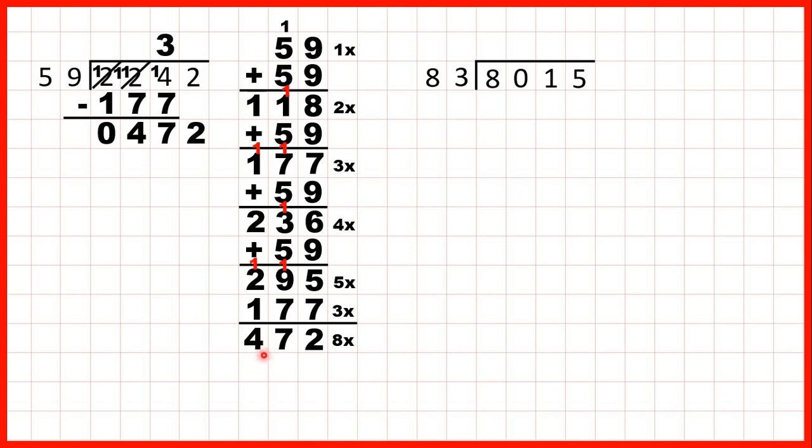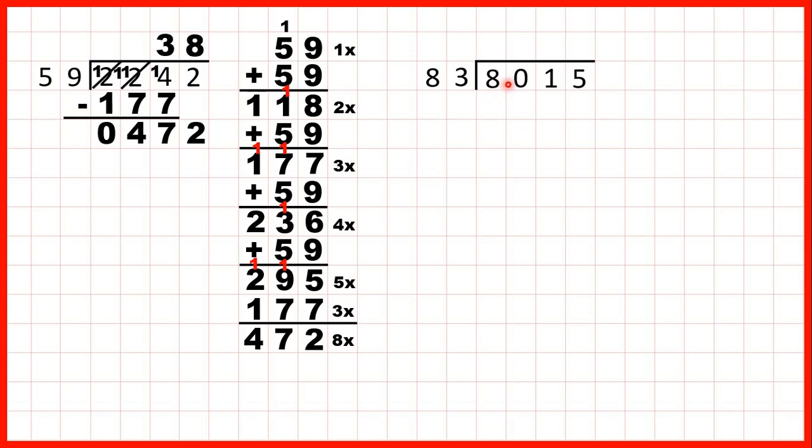So we know that 472 is exactly 8 times 59, which means that 8 must be the last digit of our answer. So here we didn't need to work out 6 times or 7 times. We were able to estimate and then just add the answer to 3 times to the answer to 5 times, and that gave us the answer to 8 times.